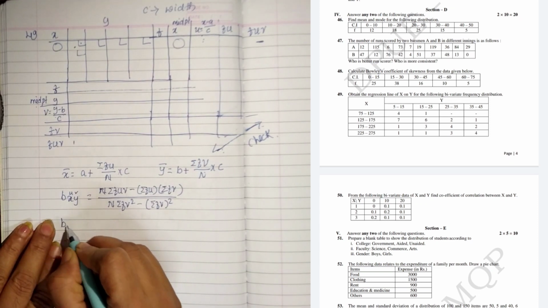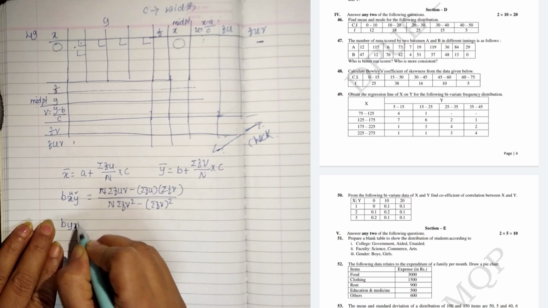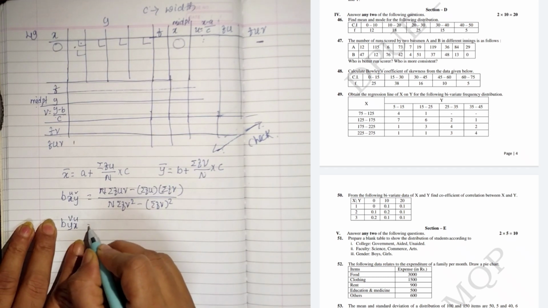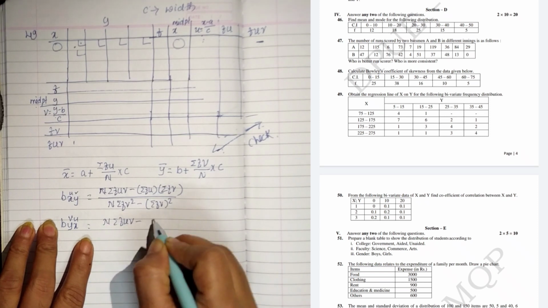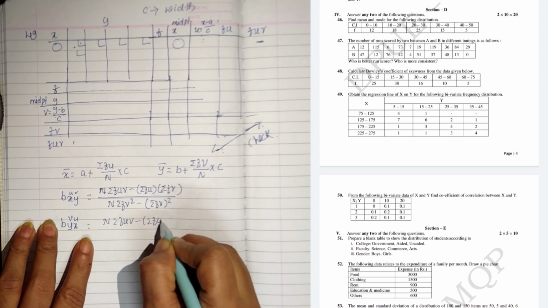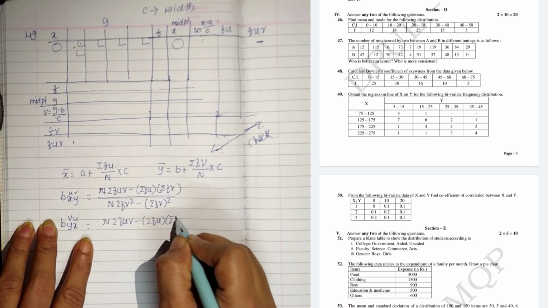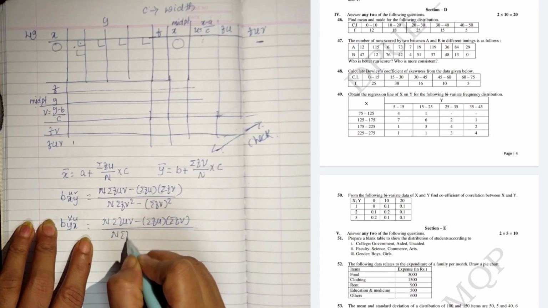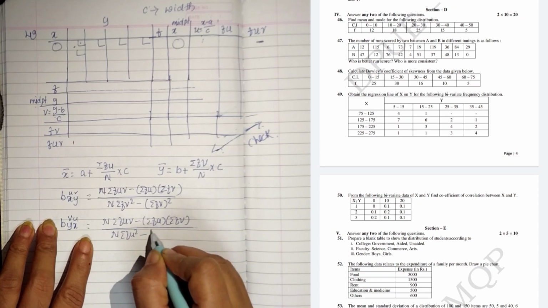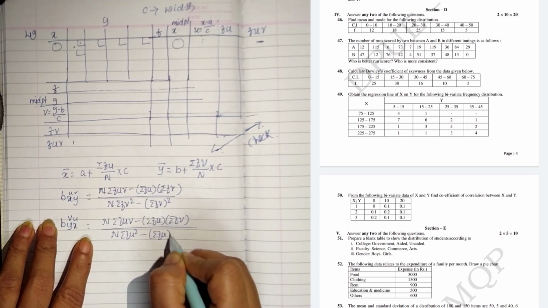Then the same for byx, meaning v and u. Capital N into summation of fuv, the numerator is the same, minus summation of fu into summation of fv, divided by capital N into summation of fu square minus summation of fu whole square.